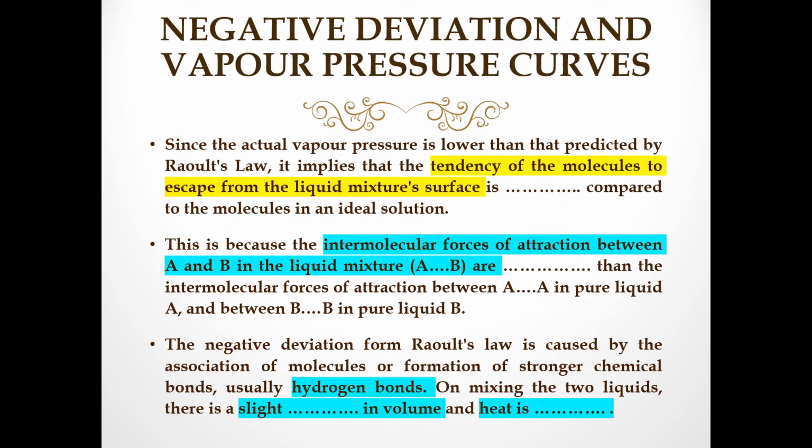Okay. Since the actual vapor pressure is lower than that predicted by Raoult's law, it implies that the tendency of the molecules to escape from the liquid mixture surface is lower compared to the molecules in ideal solutions. This is because the intermolecular forces of attraction between A and B in the liquid mixture are stronger than the intermolecular forces of attraction between A and A in pure liquid A, and between B and B in pure liquid B. The negative deviation from Raoult's law is caused by the association of molecules or formation of stronger chemical bonds, usually hydrogen bonds. On mixing the two liquids, there is a slight decrease in volume. Heat is released.